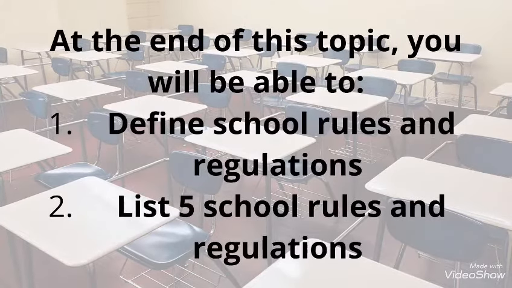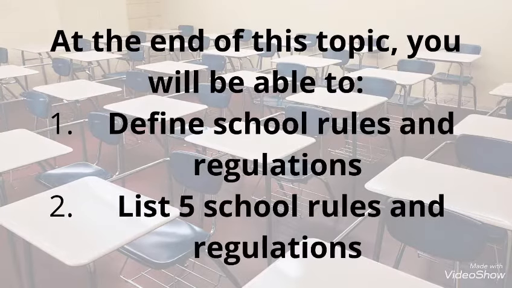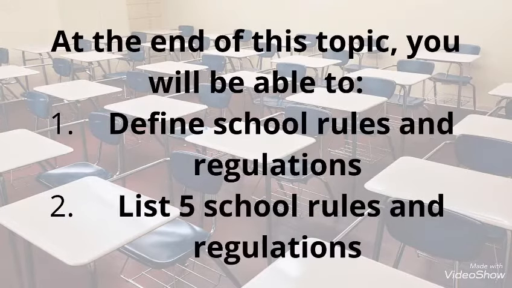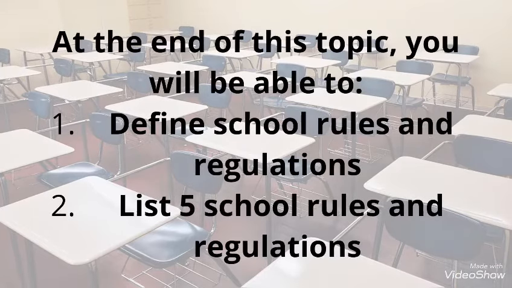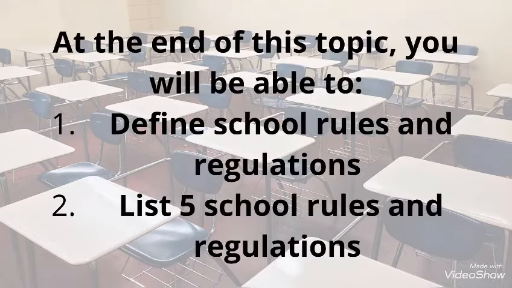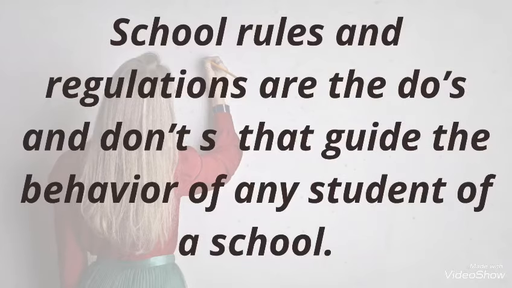I'm so sure that you know the definition of what a school is. A school is a place where learning takes place. So a school must have a teacher and it must have learners too. So let's look at the school rules and regulations.